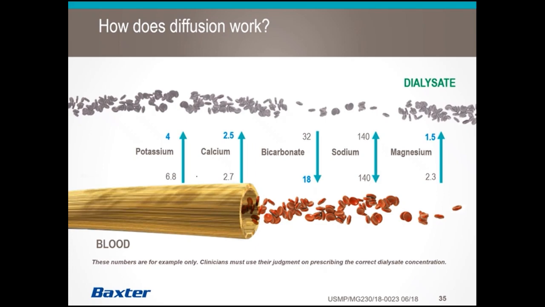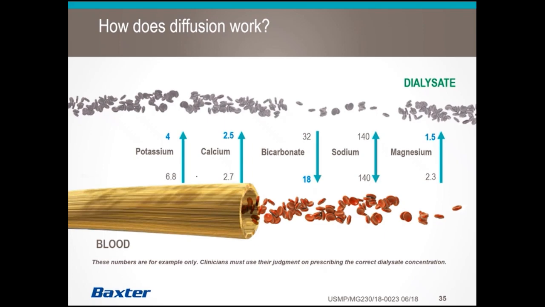So let's say, for example, that your patient has a blood potassium of 6.8. You want to get that potassium down, of course, before your patient starts to have adverse effects, so your doctor orders a bag of dialysate with 4 milliequivalents of potassium per liter. You have just created a concentration gradient. The lower concentration of potassium in the bag of dialysate is going to cause the excess potassium to diffuse out of your patient's bloodstream until it equilibrates on both sides.